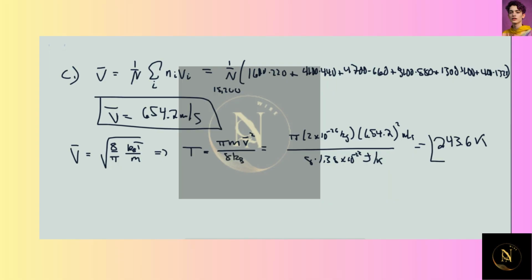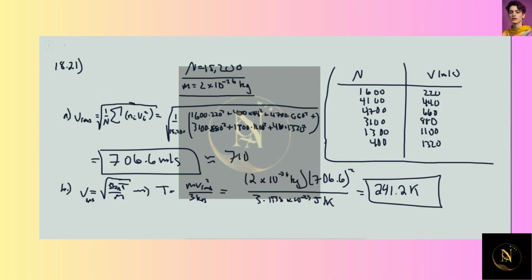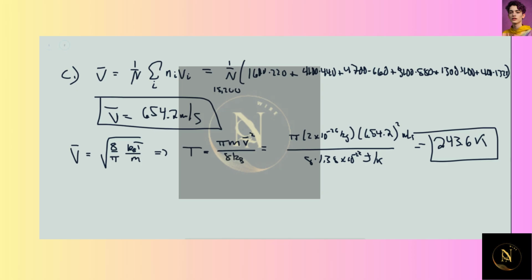This is 243.6 Kelvin, which is very close. If we go back to the first page here, we had 241.3 Kelvin. So this is just roughly around 2 Kelvin off. So these correspond and are very consistent, since they're just average rough estimates here. Sweet.